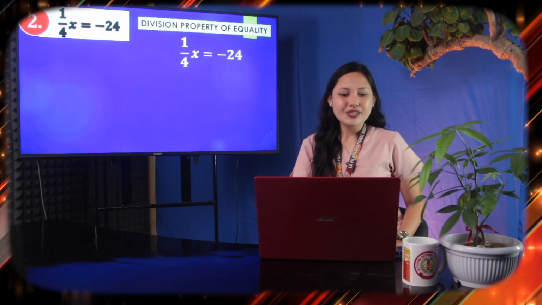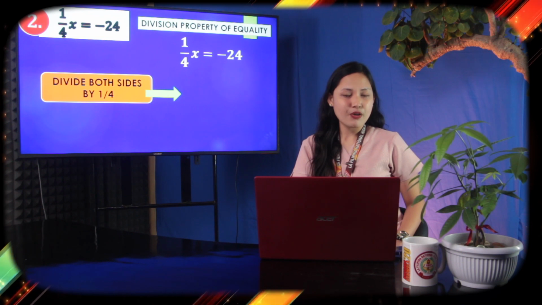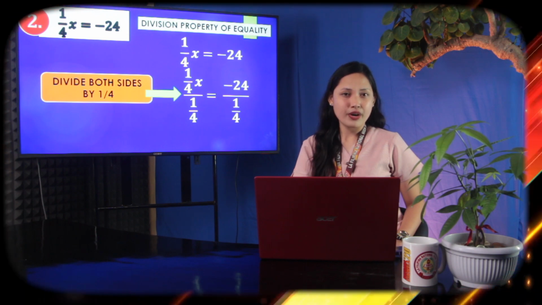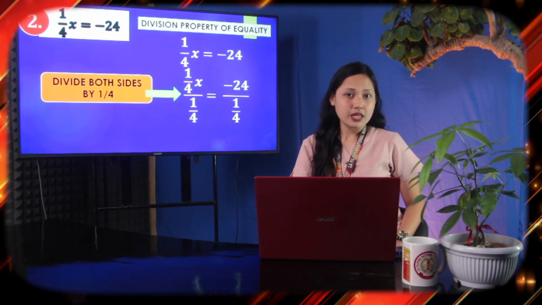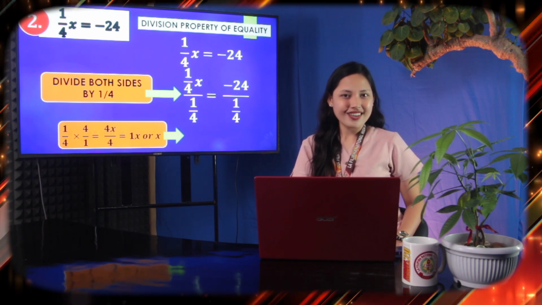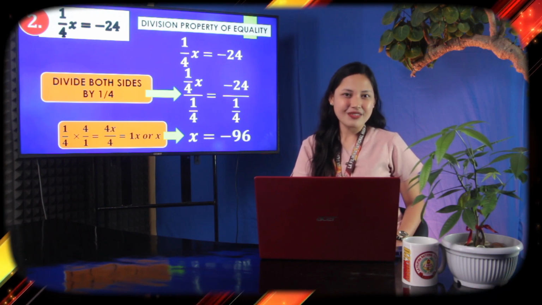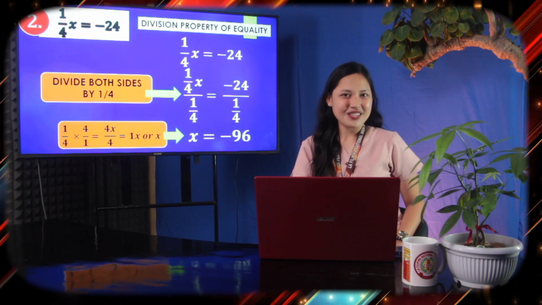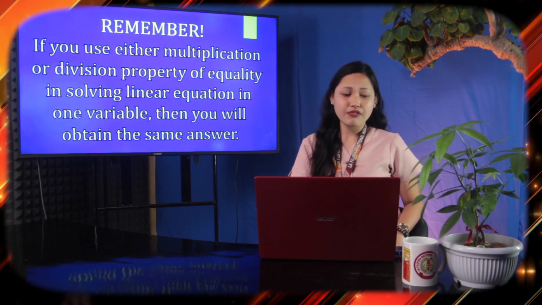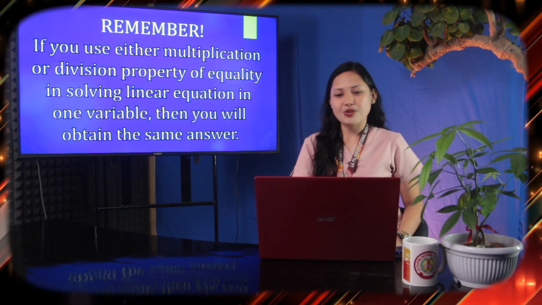Let's find out. So we have 1/4 x equals negative 24. We have to divide both sides by 1/4 so that we can get the value of x. So we have 1/4 x divided by 1/4, and negative 24 divided by 1/4. And 1/4 x divided by 1/4 equals 1x or x, and negative 24 divided by 1/4 equals negative 96. See, they have the same answer. Remember, if you use either the multiplication or division property of equality in solving a linear equation in one variable, you will obtain the same answer.